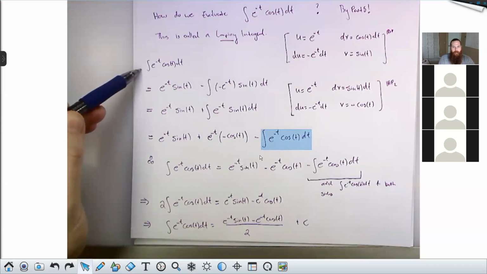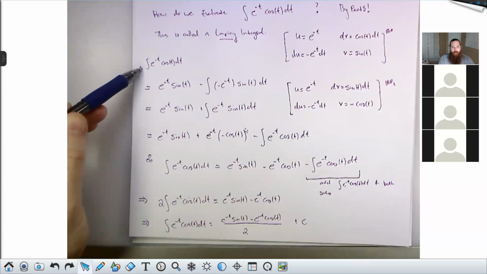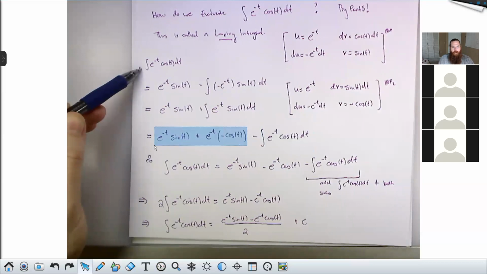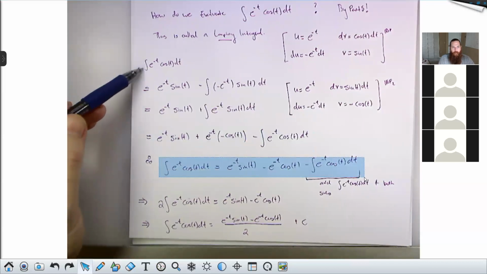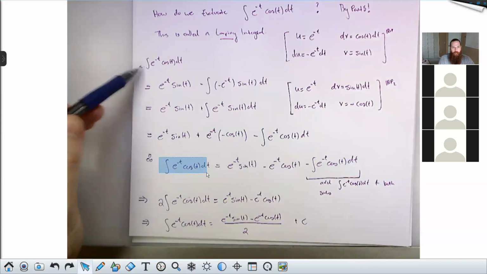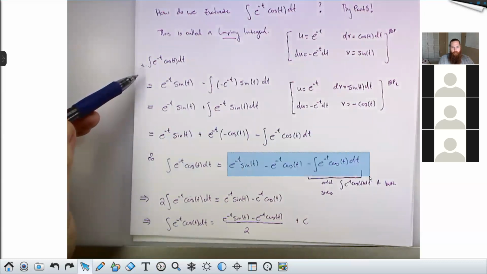So if I add this over here, I'll have 2 of these equals just this stuff. In order to make that easier to see, I like to write it in a single line. My original here, this is equal to this, right? So my integral, the problem I started with, is equal to this. The blue box stuff here is just this stuff.